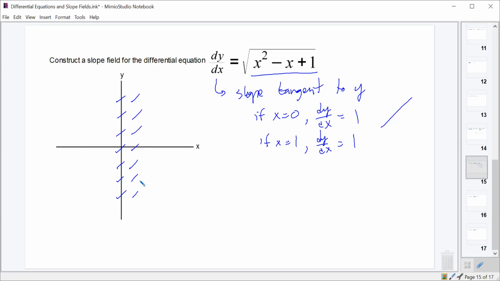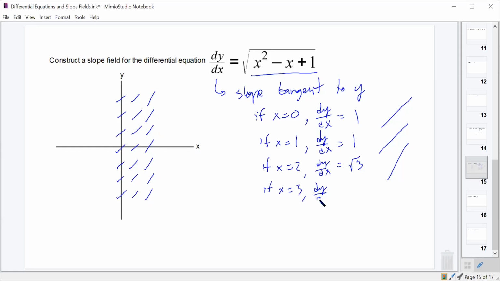In a minute, we're going to take a look and see what's happening between 0 and 1, just to have an idea. But for now, we'll just move up to 2. What happens when x is 2? Root 3. Root 3 is a little more than 1, so a little bit steeper. So all of these lines should be just a bit steeper than a slope of 1. What about when x is 3? Should get root 7, I believe. Which is even steeper.